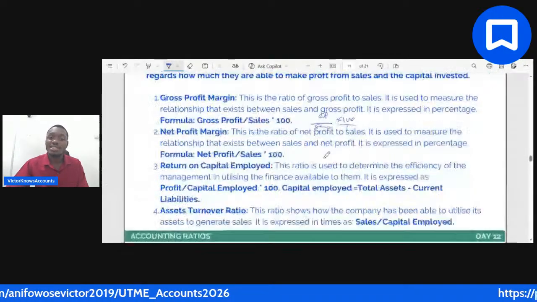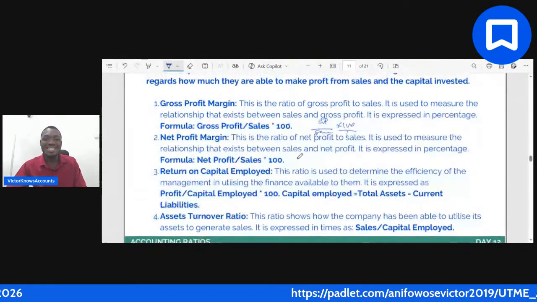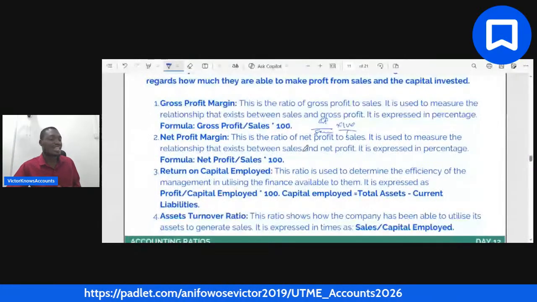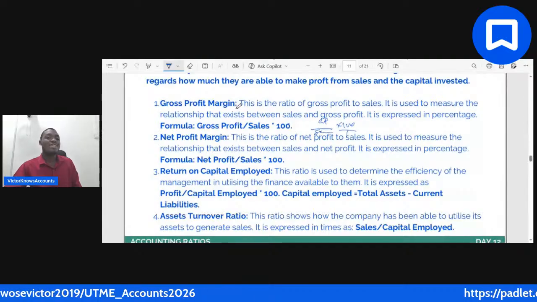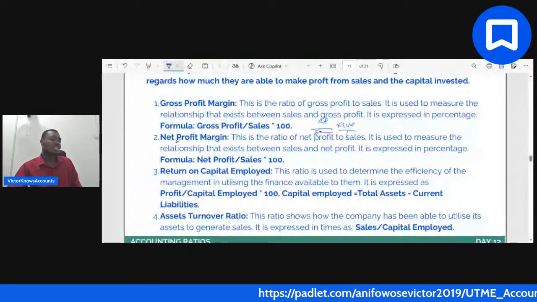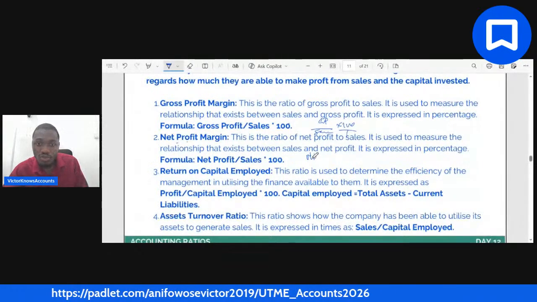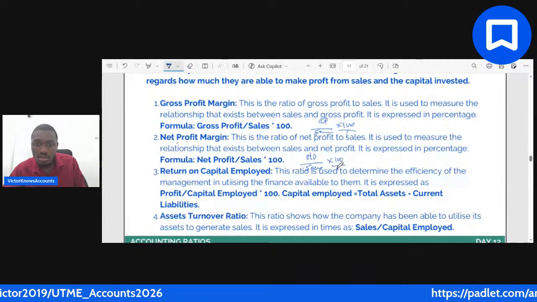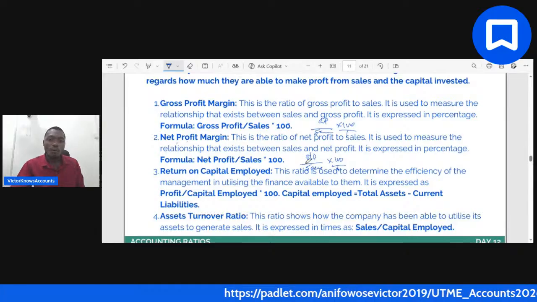Therefore, net profit margin is the same thing. You are looking at the ratio of net profit to sales. It is used to measure the relationship that exists between sales and net profit. So what we are saying here is, how much of your sales are you converting to gross profit? And here, how much of your sales are you converting to net profit? So the formula for net profit margin is net profit over sales multiplied by 100 over 1. Do you understand that? So that's that.